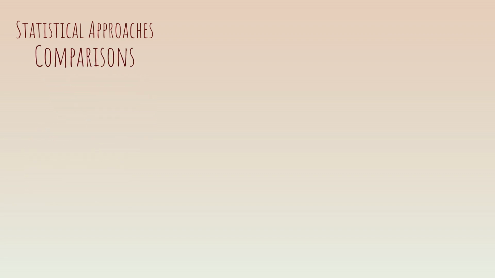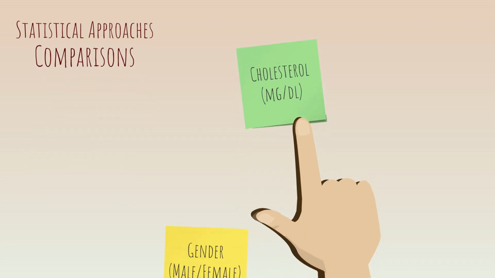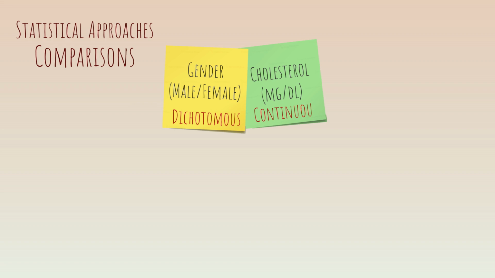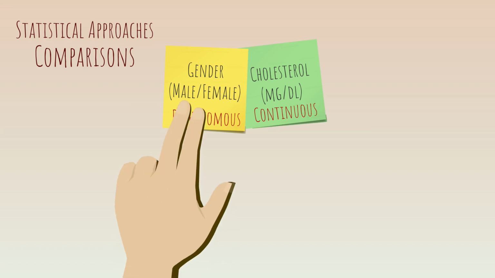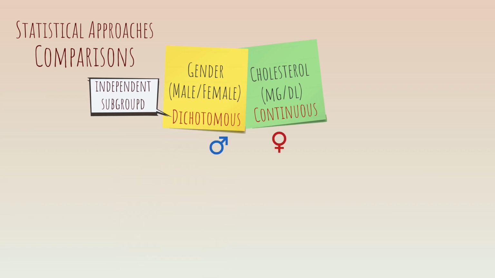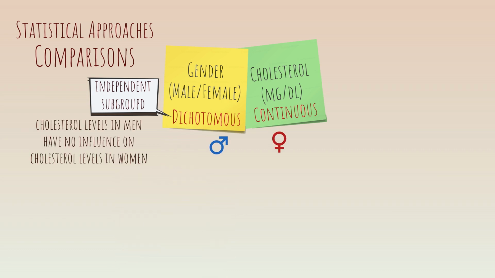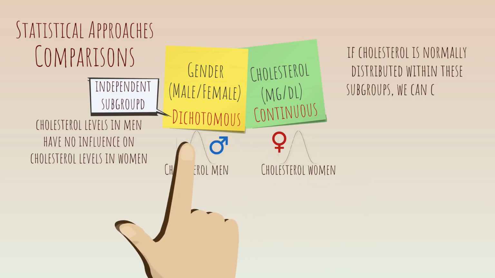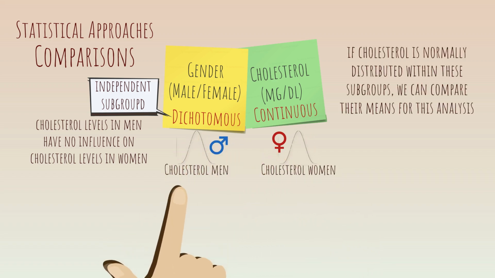Think about measuring cholesterol levels in a group of people and wanting to see how they compare between men and women. In this comparison, we included both a dichotomous variable and a continuous variable. And also, gender subgroups are independent of each other, which means cholesterol levels in men have no influence on cholesterol levels in women. And if cholesterol is normally distributed within these subgroups, we can compare their means for this analysis.